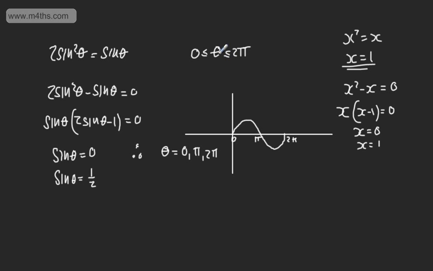Do check the interval. Sometimes you're given a strict inequality, so you might have from 0 to 2 pi, and the 0 is not included. In this case, I've included it.